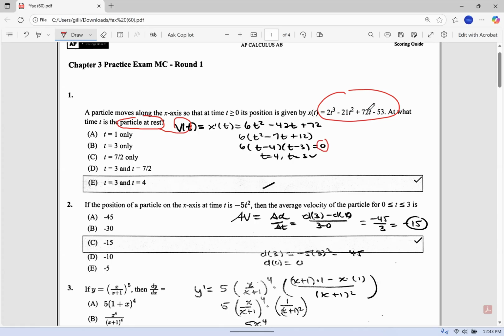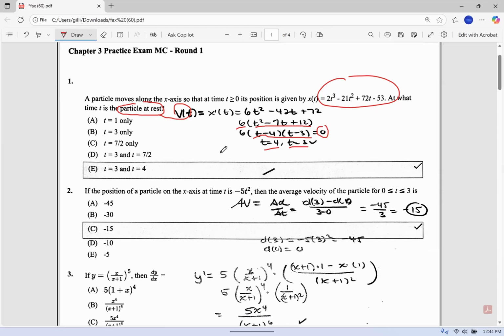So the derivative of this would be 6t squared minus 42t plus 72. I'll factor out a 6, which is a GCF, and this is what's left, t squared minus 7t plus 12. I'll reverse FOIL that, as I call it, into t minus 4 and t minus 3. So t equals 4, t equals 3. So these will be the two times when the particle is at rest because velocity equals 0 there.